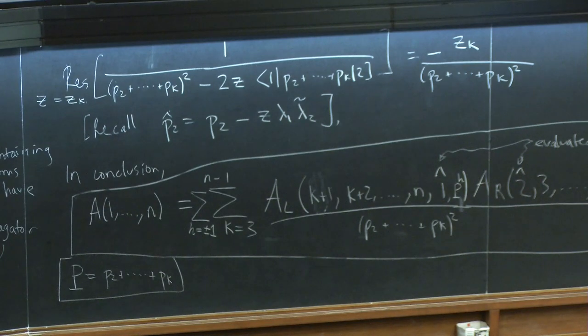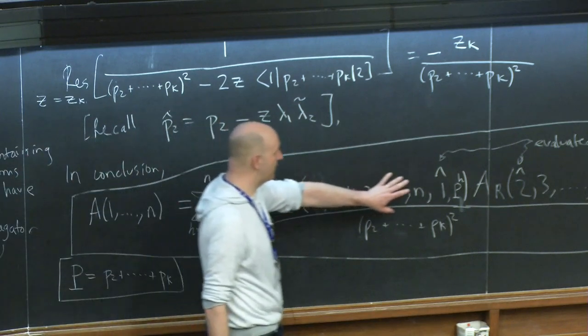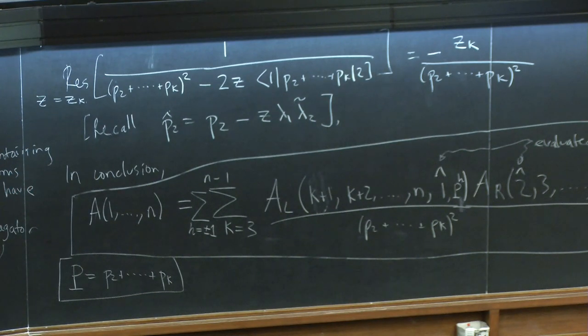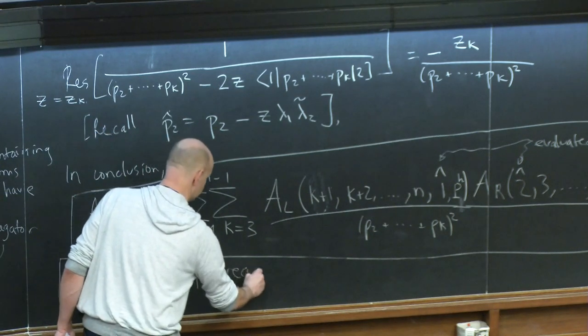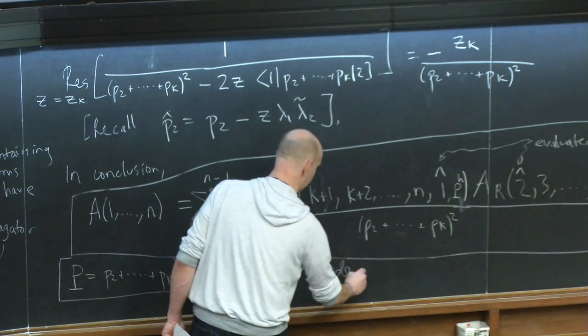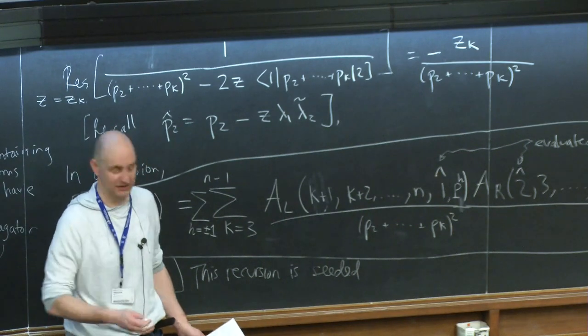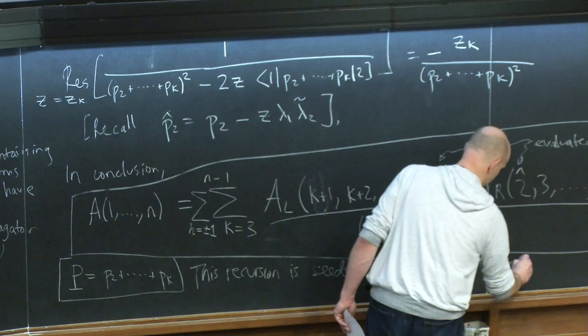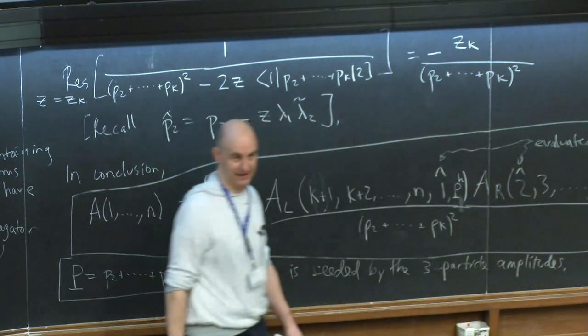Okay, so the important point about this formula is that these two amplitudes that you need to know here are always smaller than the one you started with. So it's a genuine recursion. If you want to know the 8-particle amplitude, you can compute it via 3-particle amplitude times 7-particle amplitude, plus 4-particle amplitude times 6-particle amplitude, et cetera. So you can always break everything down recursively until you run into your basic building blocks, which are your 3-particle amplitudes. So this recursion is seeded. Whenever you have a recursion, you need to specify the initial conditions. It is seeded by the 3-particle amplitudes that I discussed their construction last time.